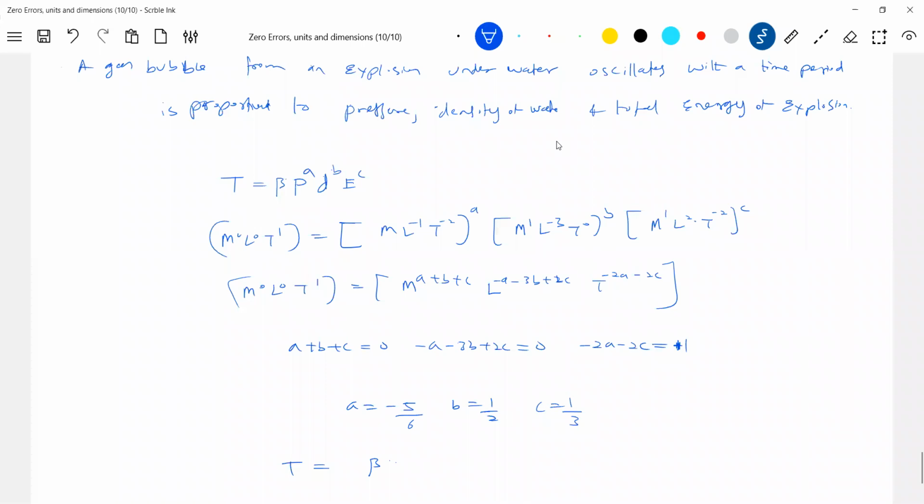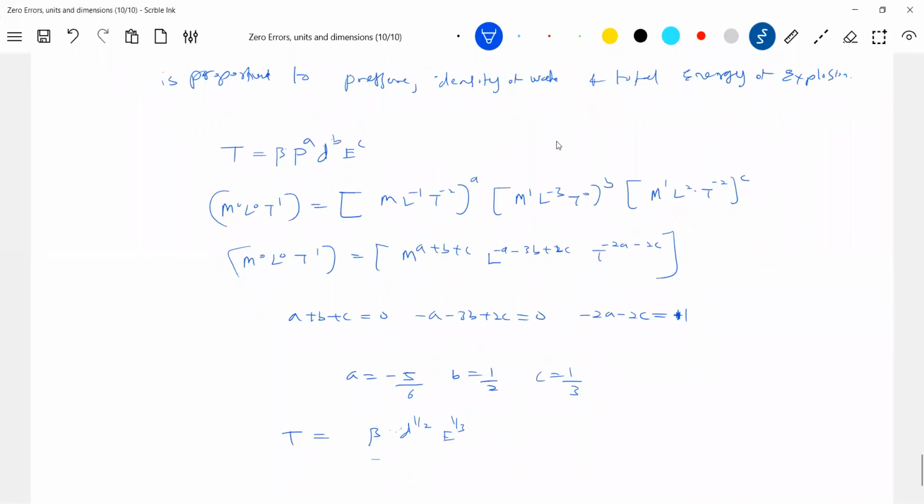So it will be beta, I don't know, but at least I'm going to say that one. The density is how much here? This will be d to the power of 1 by 2, e to the power of 1 by 3, and the pressure is to the power of 5 by 6. The beta I'll find out by experiment. To be frank, I don't know the value. Find out by experiment.